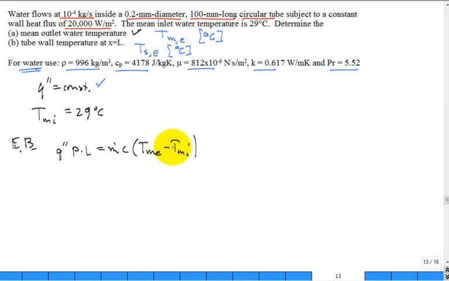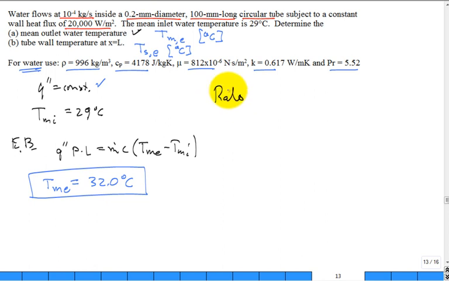That's very important. So if you want, you then calculate the temperature of the mean at the exit, and that comes in at 32.0 degrees C. Did I need to know h in order to solve that problem? No, I didn't. Okay, but what about the tube wall temperature at x equal to L? Need h. Same concept, so we go to our famous rate equation, our convection rate equation.